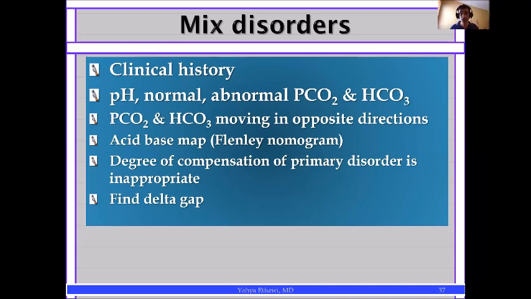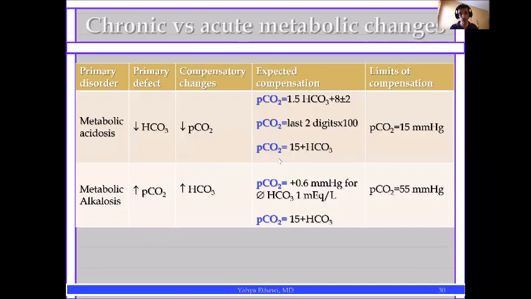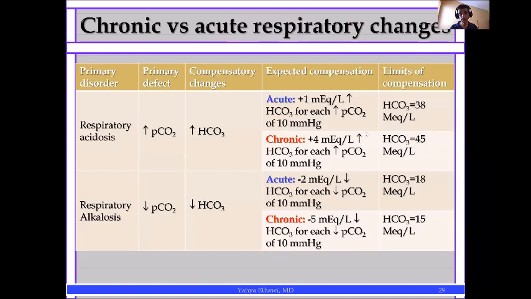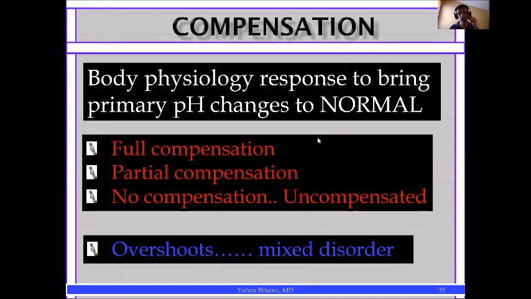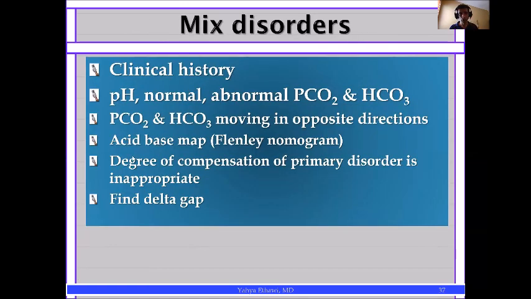And remember, when we talked about compensations, when we talked about chronic and acute, and we talk about the measurement, if the change in bicarb is not related to the change in PCO2, then you have a mixed disorder. So acid-base, use the Flynn-Lee nomogram, the degree of compensation is not matching, and you can find what we call the delta gap.